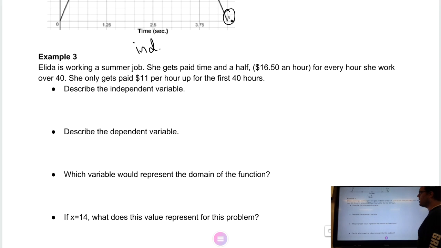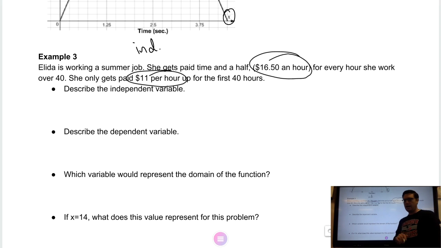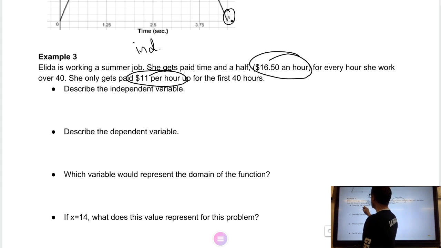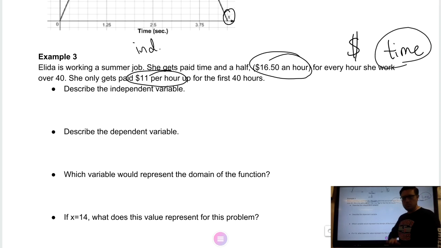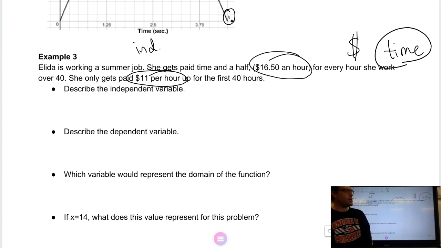But the point is that to describe the independent variable, remember, what are we considering? And we should look for the rate of change. So the rate of change being $16.50 an hour or $11 per hour. The quantities that we're studying, remember the previous lesson that we talked about with units of measurement. We're talking about money and time, in that dollars per hour is the money and the time. And the independent variable, time. Most of the time, time is the independent variable.